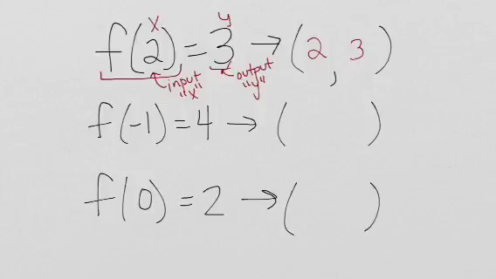And remember, f of x equals y, so this whole thing we're saying is y equals 3. Alright, so the next one will be negative 1, 4. And the next one is 0, 2. So it's just basically input and output. What's your input, what's your output, and you write it as an ordered pair. And then you can go graph all these if you wanted to on a grid.